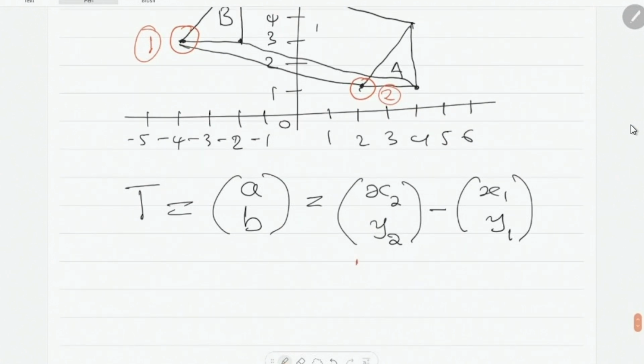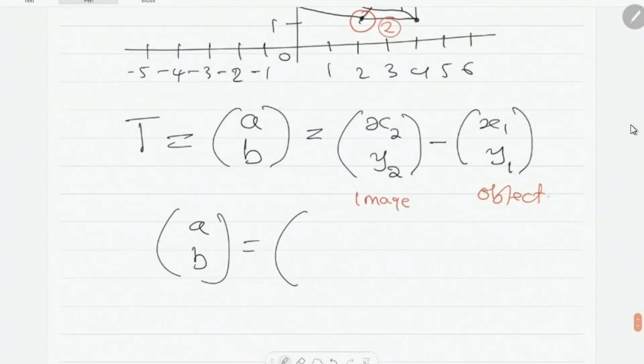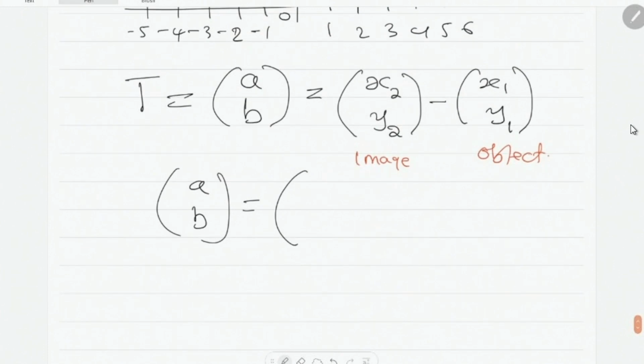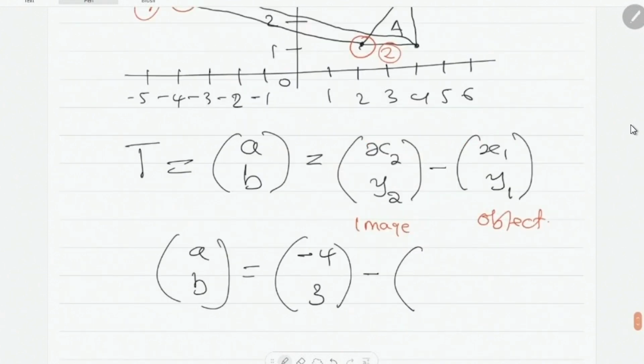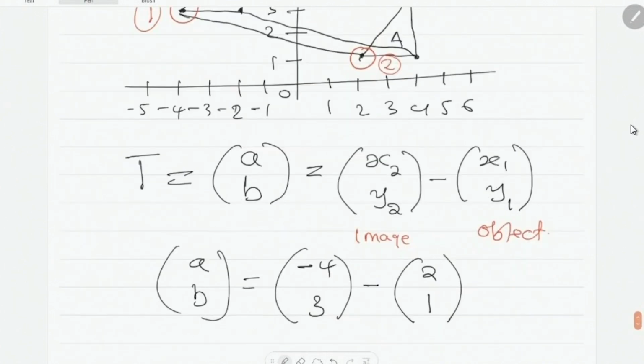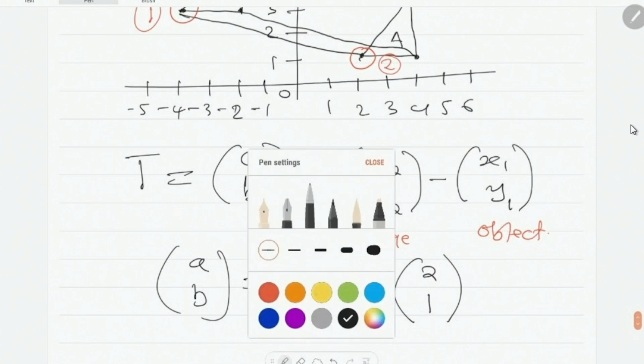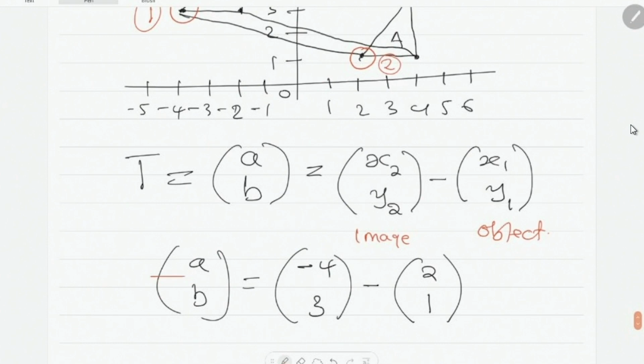Negative 4, 3 in the form of a vector, it will be like that. And then the point on the object is 2, 1. Let me use color. So this is displacement. We are talking about displacement in the horizontal axis, and then this is displacement in the vertical direction.